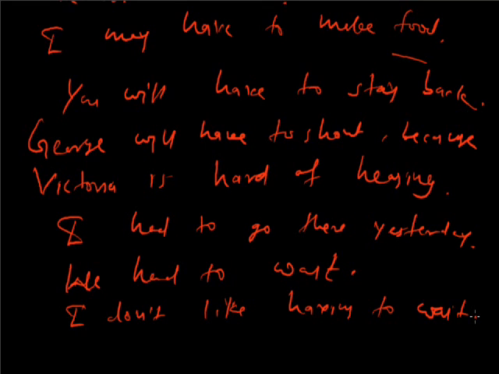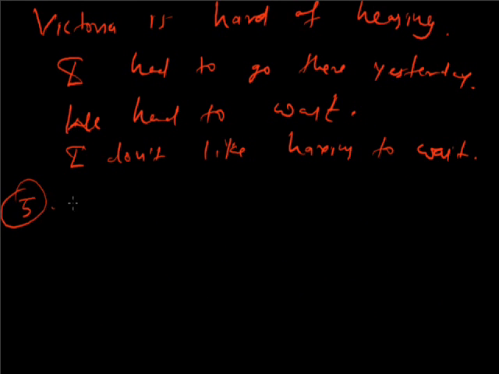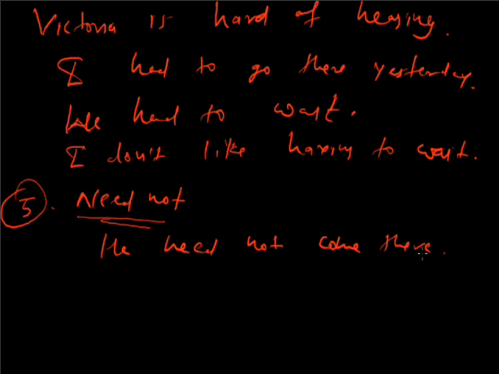Now there are just two more modals for us to discuss, and one is need not and the other one is dare not. Let's do need not first. He need not come there. Now, need not here is a modal. Like he will not come there. He should not come there. He must not come there. He shall not come there. All that.